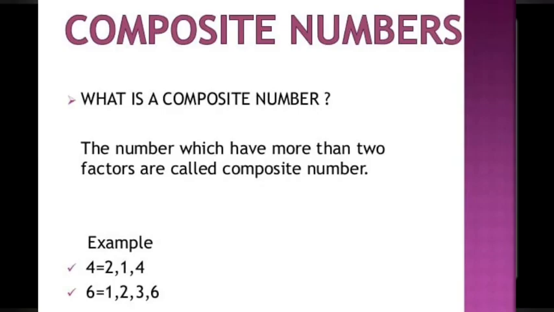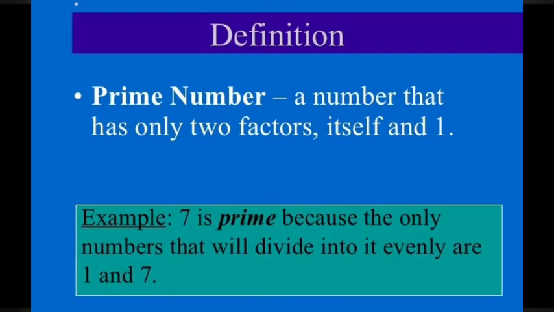Next is composite numbers. The numbers which have more than 2 factors are called composite numbers. Example, 4, because 4 has 3 factors: 1, 2 and 4. And the next example is 6, because the factors of 6 are 1, 2, 3 and 6, and the number of factors of 6 is 4, which is more than 2.